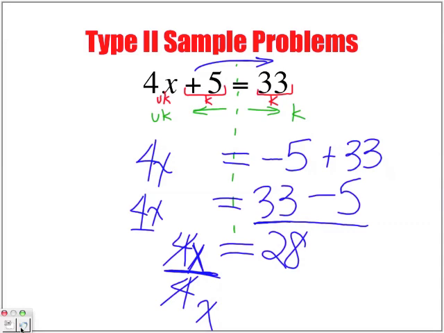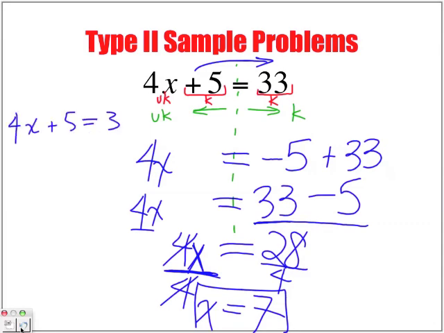But remember in math, whatever I do to one side of the equal sign, I must do to the other. So 28 divided by 4 is equal to 7. So that is my value of x. So I can go in and substitute into the equation. So I have 4x plus 5 equals 33.